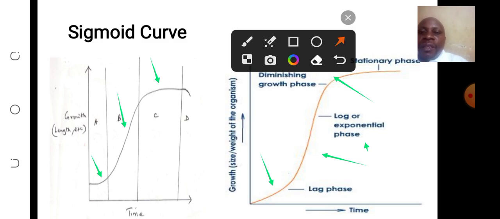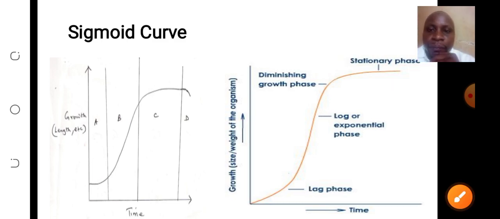Finally, we have phase D, which is the stationary phase or the plateau phase. At that particular point, you're able to see that there is no net increase in growth. Meaning that if you're dealing with individual organisms, the death rate and birth rate are equal. This means the number of organisms that are dying equals the number of organisms being born. Hence, there is no net increase in population size. Is it clear? So that is how you can explain the sigmoid curve.